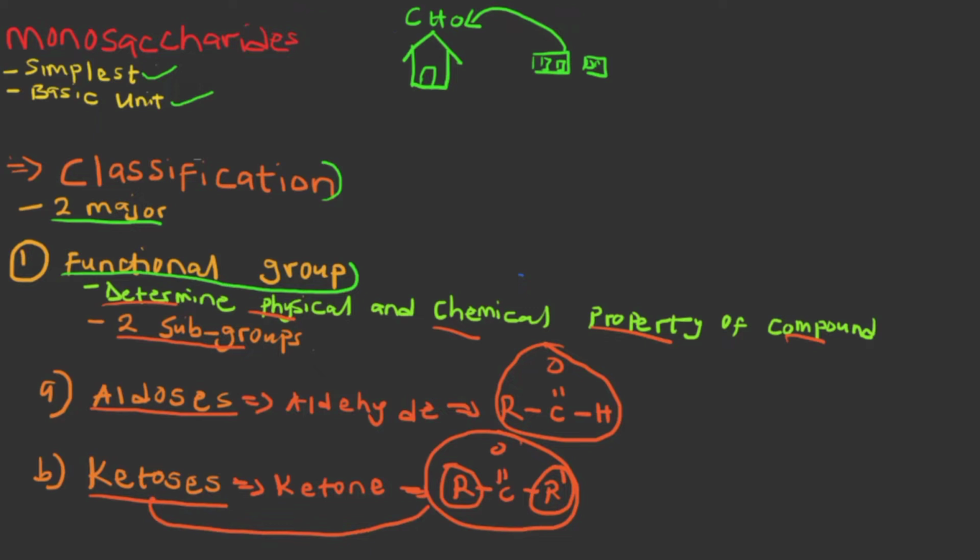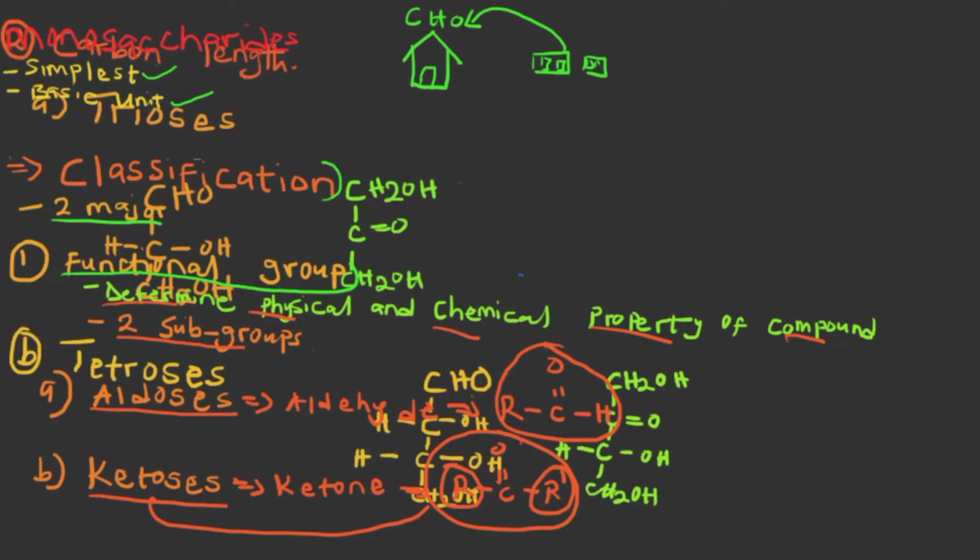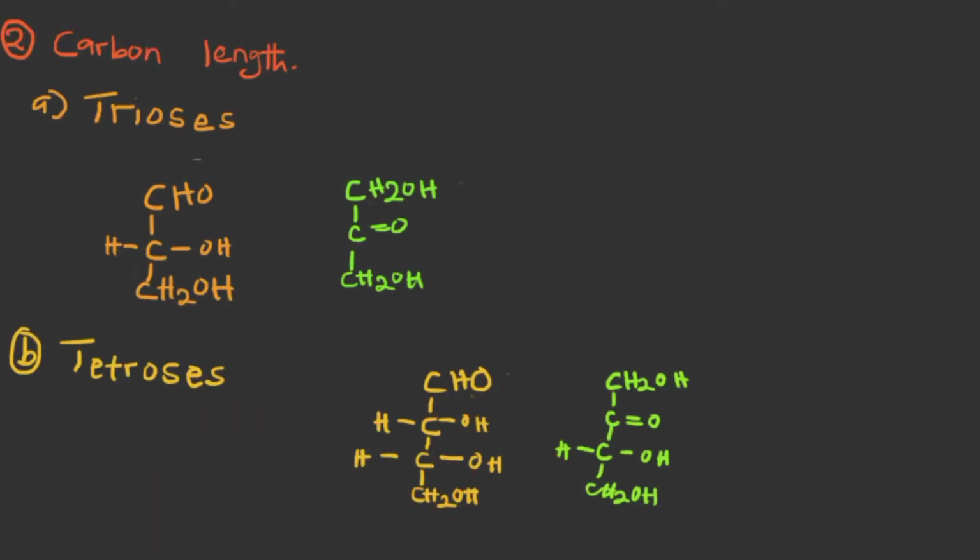So that's that for the classification based on functional group, and let's head into the second classification system. The second classification is based on carbon length. And what do we mean by this statement? When we say carbon length, we are referring to the number of carbon atoms in that monosaccharide, for example, right? So this is based on how many carbon atoms are in that monosaccharide in question.